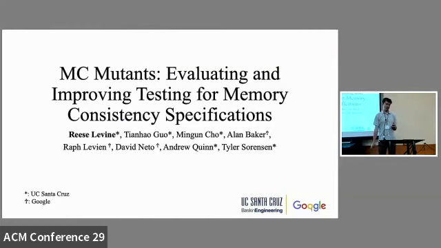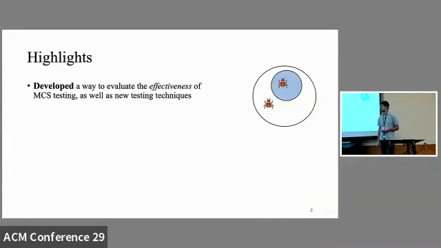Yeah, so I'm Reese, and I'll be presenting our work, MC Mutants, which is about evaluating and improving testing for memory consistency specifications. And this is joint work between UC Santa Cruz and Google. So let's start with some highlights.